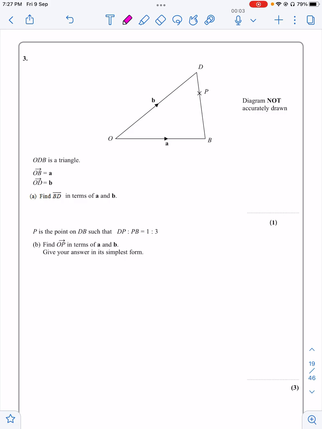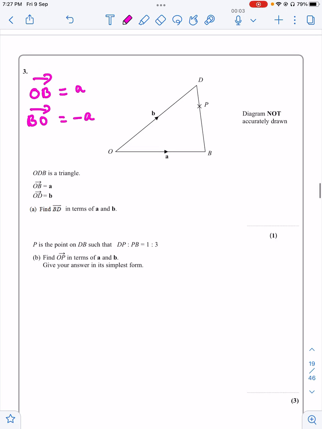Again, OBD is a triangle in which OB has been given to me as A. So BO will be equal to minus A. This is for your reference. Same way, OD is given to me as B. So I know DO will be minus B. This is how you remember.